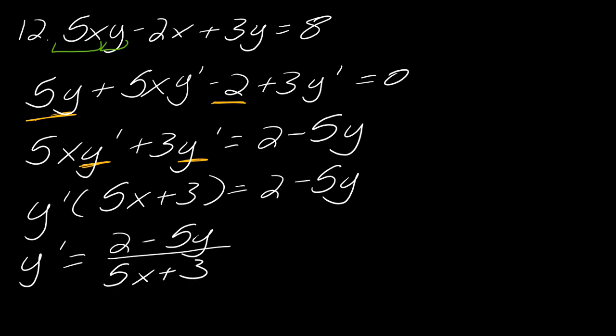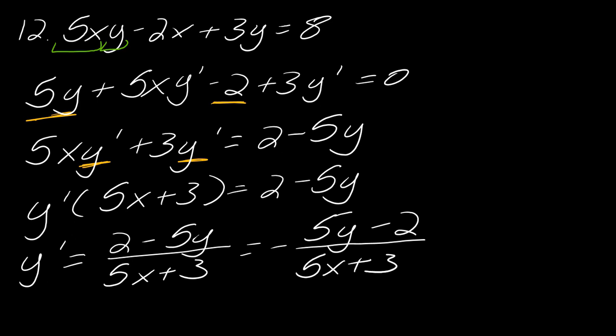Okay, now I want to point out that your answer also depends on the order that you added and subtracted things in. So if you decided to take, say, these terms, the y primes, to the other side, your answer would be flipped. So the equivalent answer, if you got a flipped answer, would be negative 5y minus 2 over 5x plus 3. So those are your two equivalent answers. Notice that I flipped these and I put a negative in front of the whole fraction.